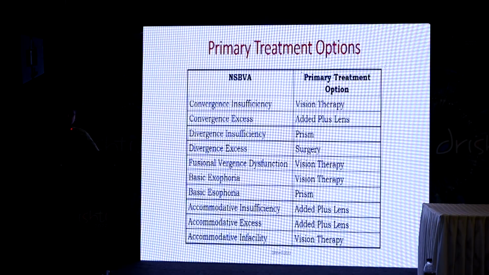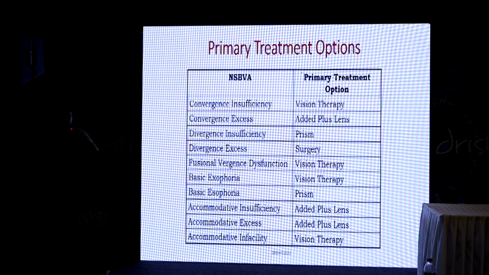So these are the primary treatment options. See, we don't encounter all of the problems all the time. Majorly, what we see in practice is the prevalence of convergence insufficiency. So the primary treatment option in this case is definitely vision therapy. The results are fabulous. And convergence excess works well with added plus lenses. In case of divergence insufficiency, prisms.